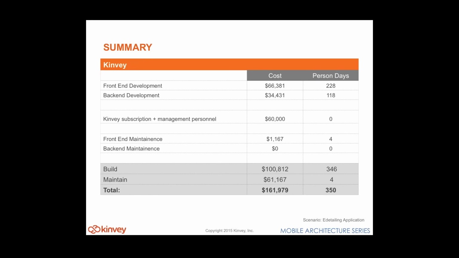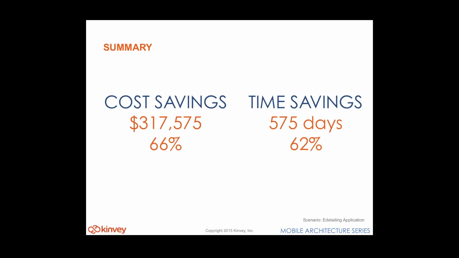Whereas when you look at something like Convey, even with an enterprise level subscription of $60,000 for Convey, you still end up saving an astronomical amount of time and money. So the cost savings is $317,000, and that's a 66% savings. And your time savings is 575 person days, and that ends up being 62% of your time saved.